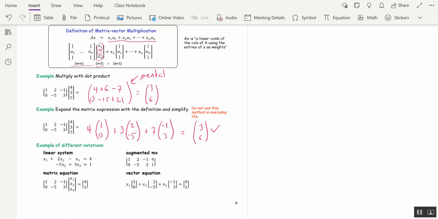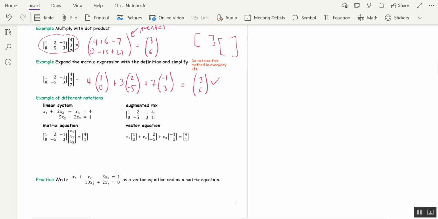You would never want to do that unless you were asked to do it. In general, we need this theory, but we're going to do matrix multiplication like this. And today we're only talking about a matrix times a vector, but pretty soon we'll be talking about a matrix times another matrix. And it will piggyback off of this definition.